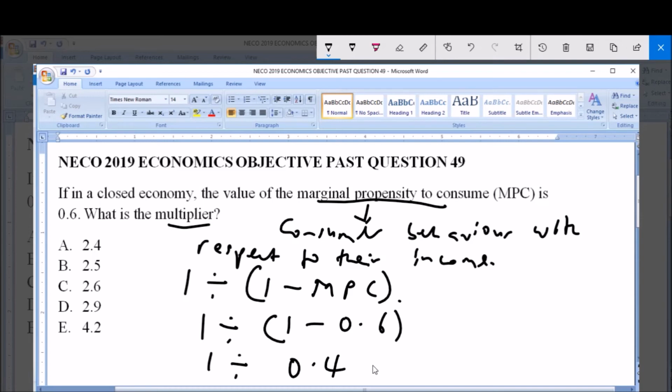So 1 divided by 0.4 is equal to 2.5. So 2.5 is option B, and option B is the answer to this question, which is the multiplier.